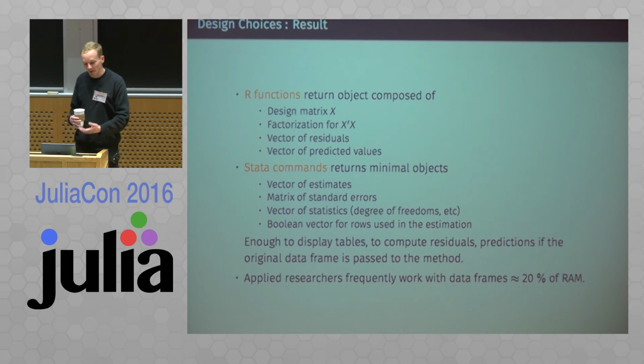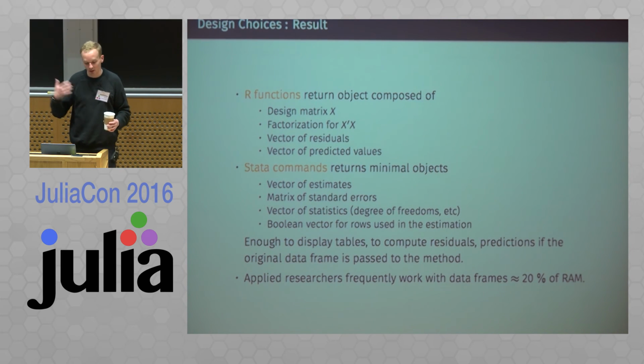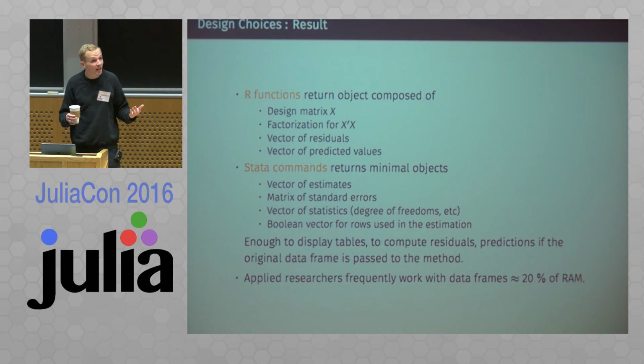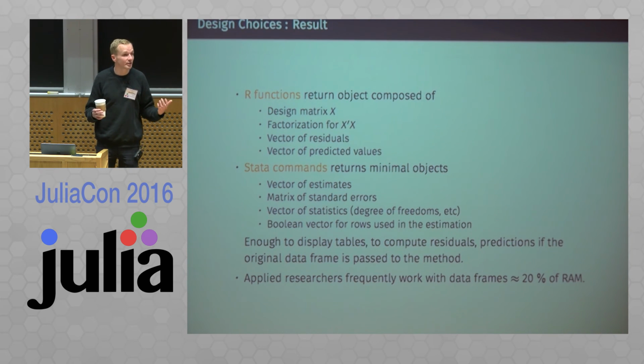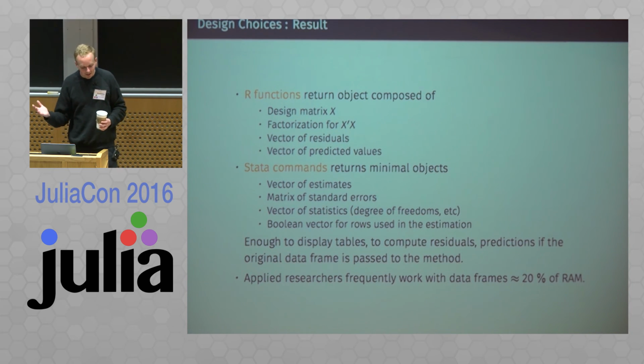So for instance, in my package, there's still a predict method, and you just need to pass the original data frame and you predict. So you use the return of the command, you use the data frame, and then you can actually form the predicted value, you can form the residual, and stuff like that. So it's actually enough to do a lot of stuff that we generally do after estimating models. It's enough to return very minimalistic models. And so the difference is actually very important.